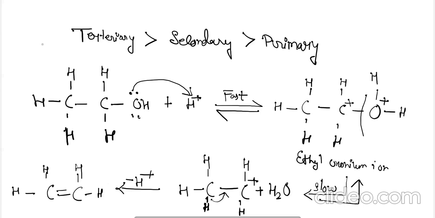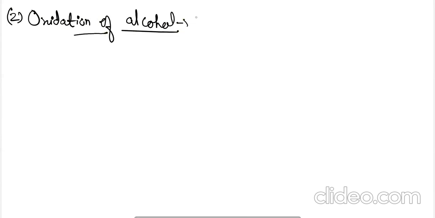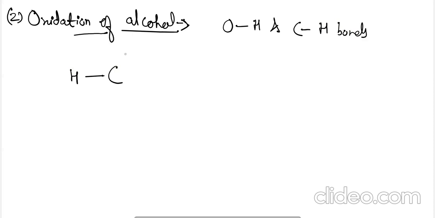Next is the oxidation reaction. Oxidation of alcohol. The oxidation of alcohol involves the formation of a carbon-oxygen double bond with the cleavage of an OH and a CH bond. Here the cleavage of the OH bond and a CH bond will occur. So here this is CH and this is OH.